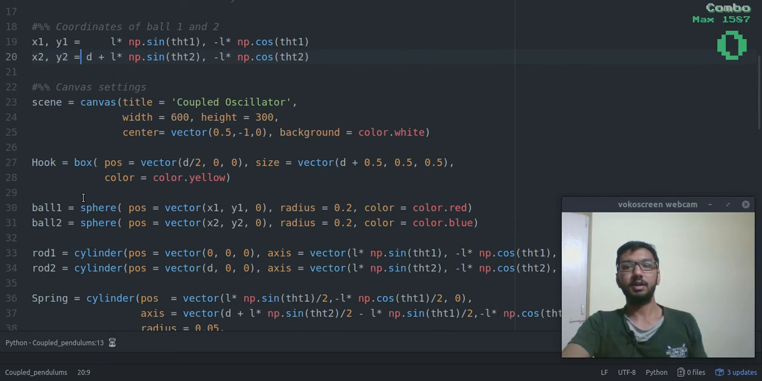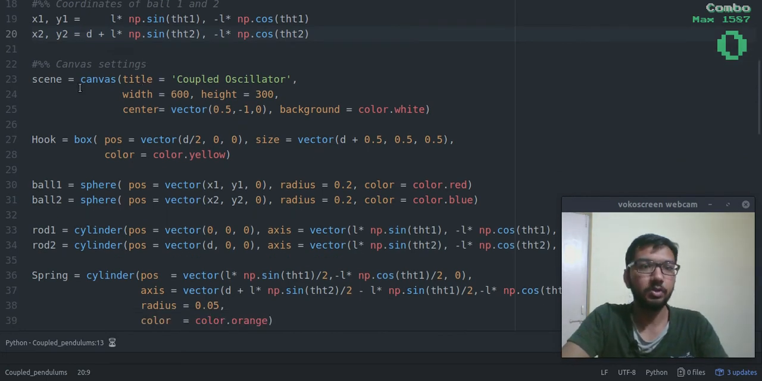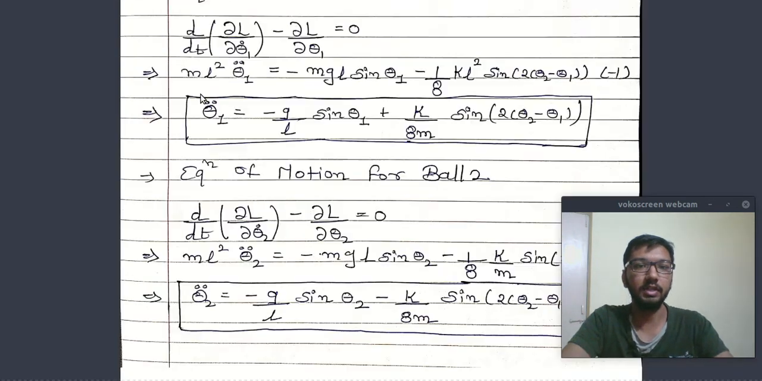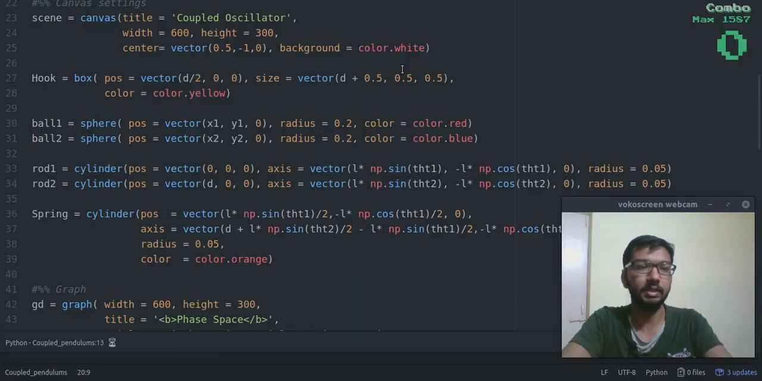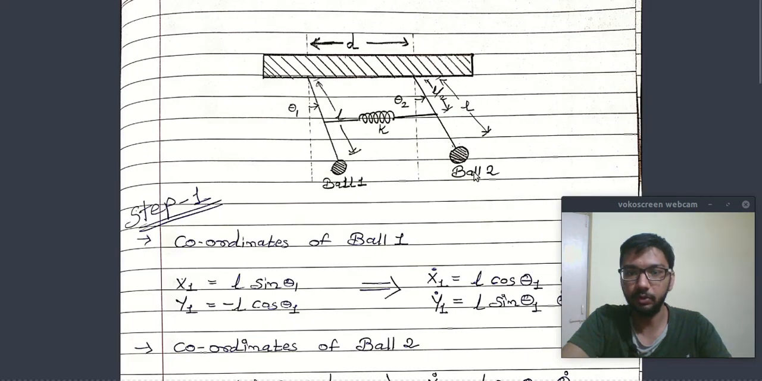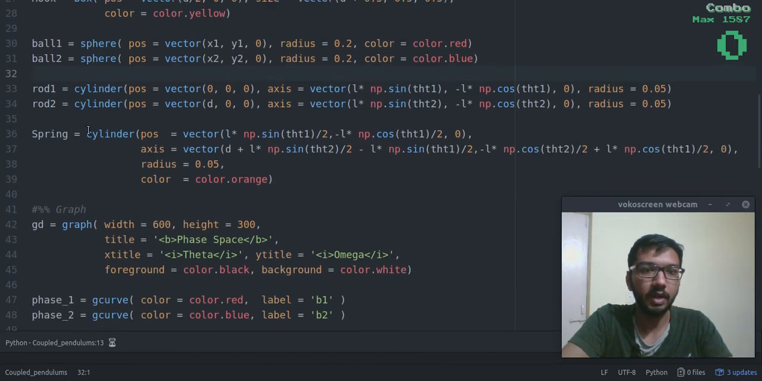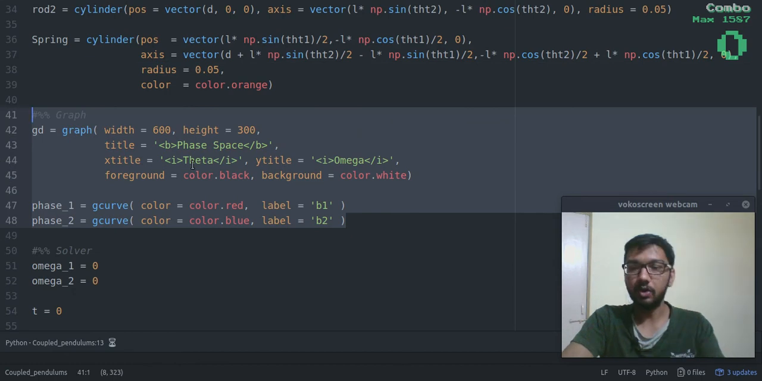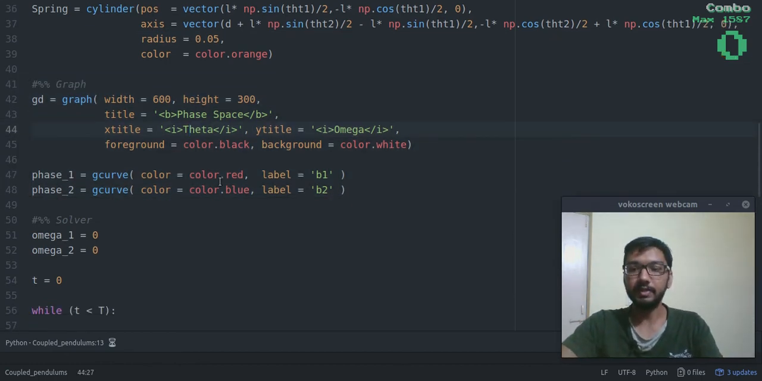Now comes the vpython part. We have to do a canvas setting. So here I have named my canvas coupled oscillator, and I have defined a hook. This hook is basically this shaded rectangle, rod, ball 1 and ball 2. The first ball has red color and the second ball has blue color. These two are the rods having length L. This is the spring, and this thing will plot a graph. I'm going to plot a phase space trajectory, which is nothing but the angle on the x-axis and velocity on the y-axis. So this is how you can plot phase space.